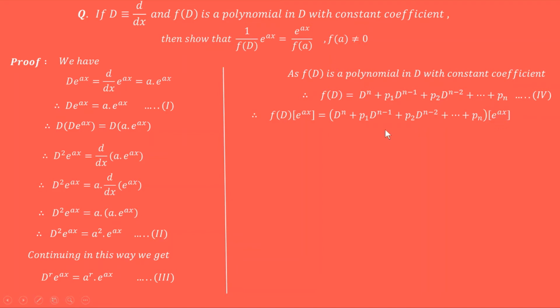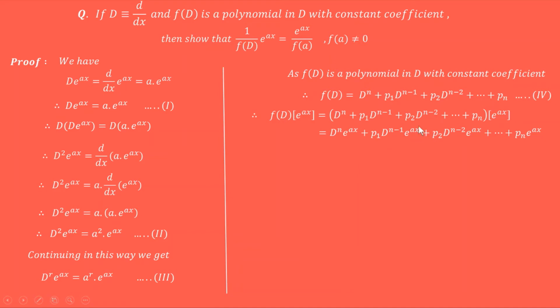Now take this e raised to ax inside, and so this is equal to D raised to n e raised to ax plus p1 D raised to n minus 1 e raised to ax plus p2 D raised to n minus 2 e raised to ax. Continue in this way, in the last term pn e raised to ax. Now observe equation number 3. By equation number 3, D raised to r e raised to ax is equal to a raised to r e raised to ax. Now see this one, instead of r, here is n. So the value of this is a raised to n e raised to ax.